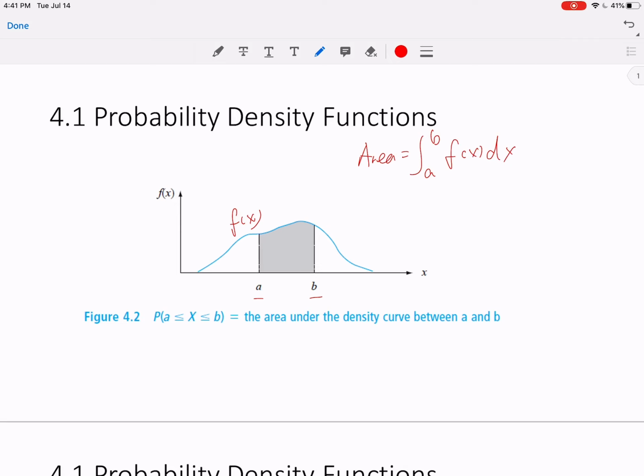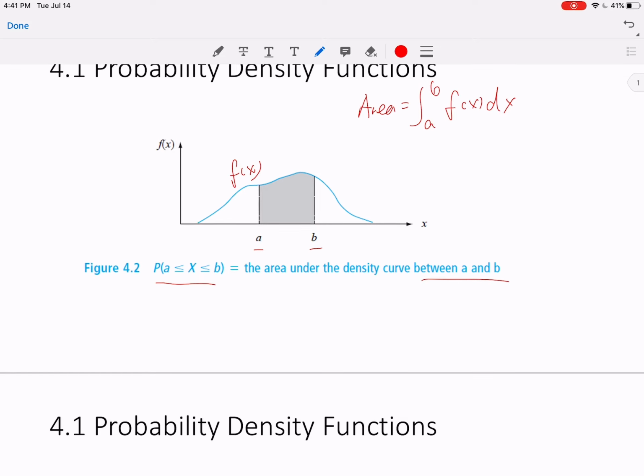And same thing, if we want to find the probability that x is greater than or equal to a and less than or equal to b, that would be equal to the area under the density curve between a and b as well. Why? Because if we want to find the probability between a and b, we want to add all of the probabilities between a and b together, right? Since there are infinitely many possible values between a and b because it's continuous, instead of doing summation, we're going to do integration. So the probability that a is less than or equal to x is less than or equal to b is equal to the integral from a to b of f of x dx.